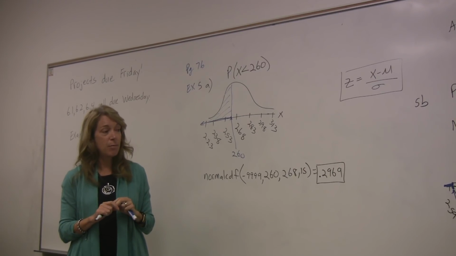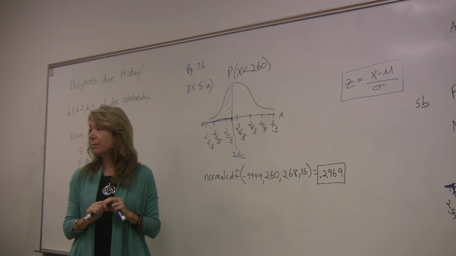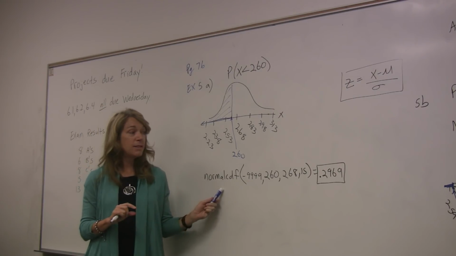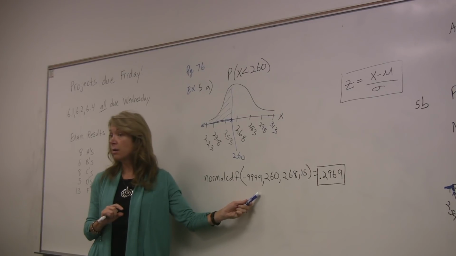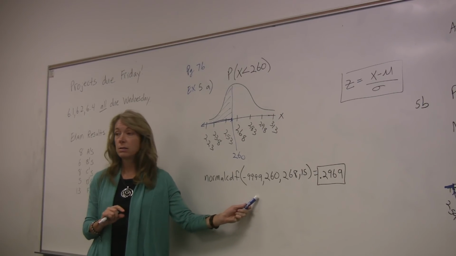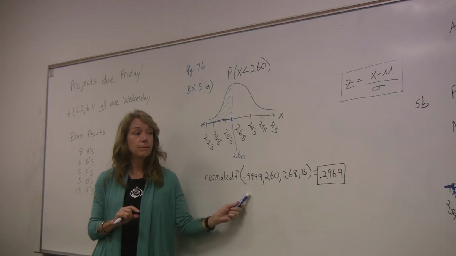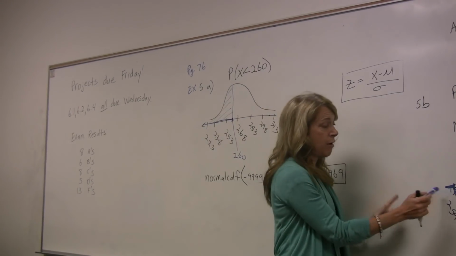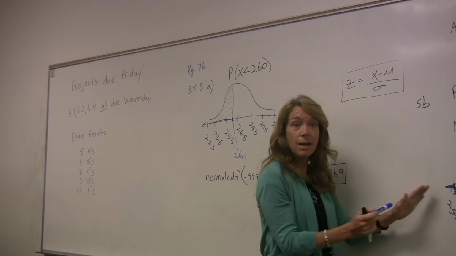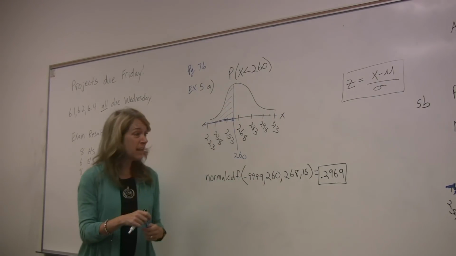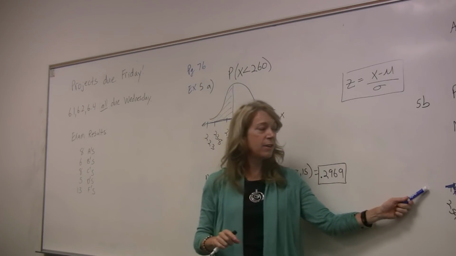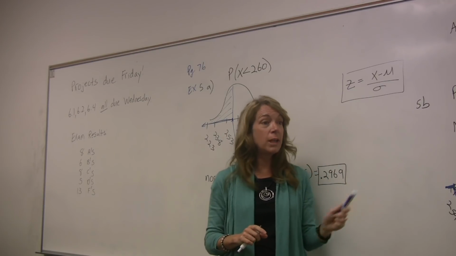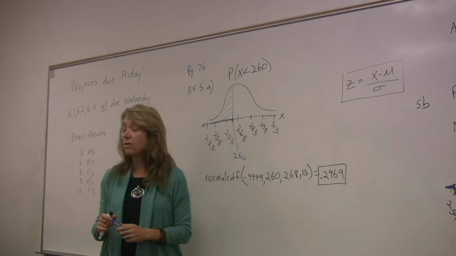How would I find that probability? Normal CDF. Almost the same thing I did right here, except that it's the opposite. The upper number is negative. It's still the same region, I'm still going from over here to there. You just changed the standard deviation. I'm still going from negative 999 to 260. I still have the same mean. The only thing that's different is my standard deviation.